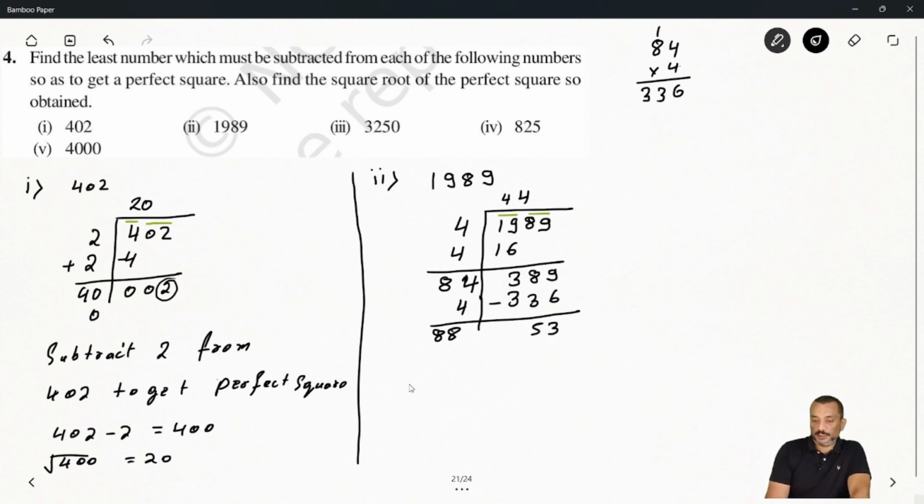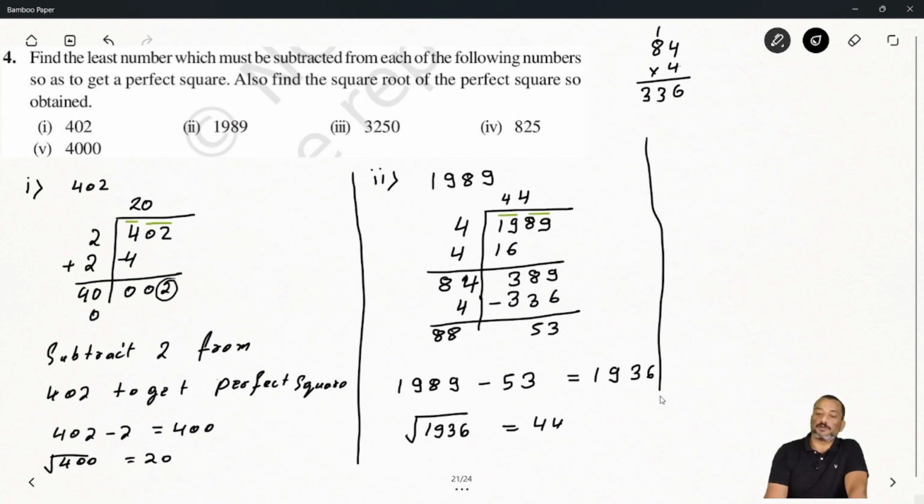So which means in 1989, you can subtract 53. How much remainder you get, that much you have to subtract. So you will get here 1936. And 1936 is a perfect square of which number? 44. Okay, got it? So that way we have to solve.